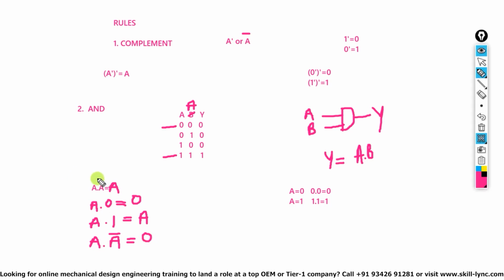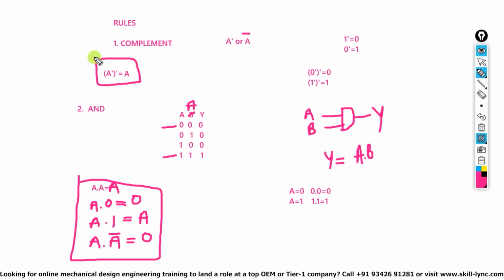So these are the 4 AND related rules. Always remember these rules because they will be used while simplifying Boolean expressions. These are the complement and AND rules. After this, next are the OR rules. Now we will see what the OR rules are.